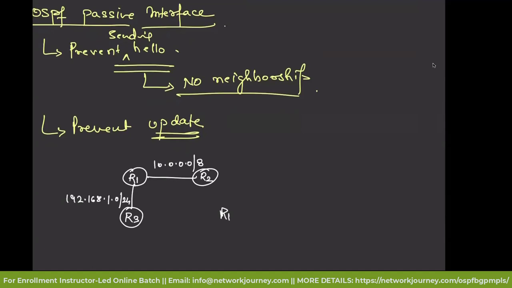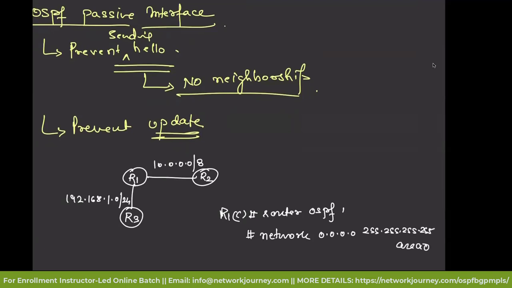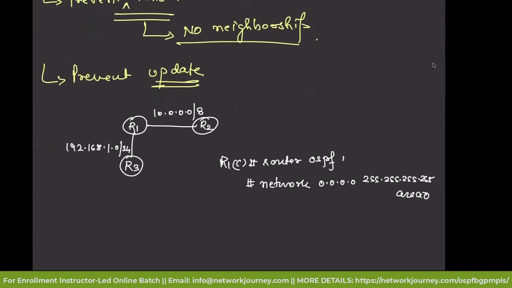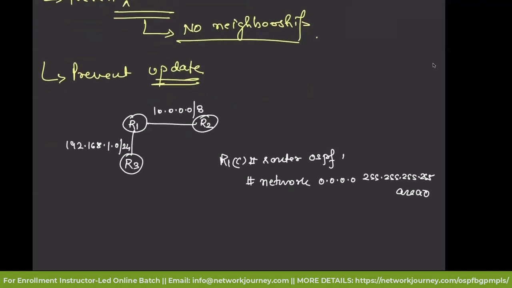So now on R1, if I give a network command like this, router OSPF 1, network 0.0.0.0 255.255.255.255 area 0, what does it do? Tell me. It will advertise both subnets. Okay, so it's going to enable OSPF on both of your links. Your hello is going to go here as well as your hello is going to go here.